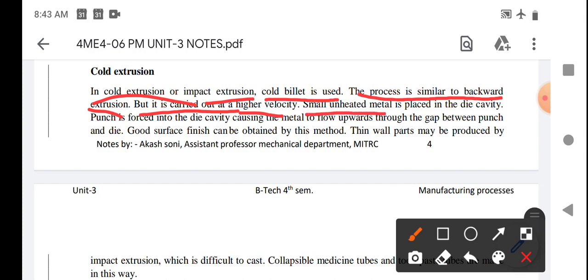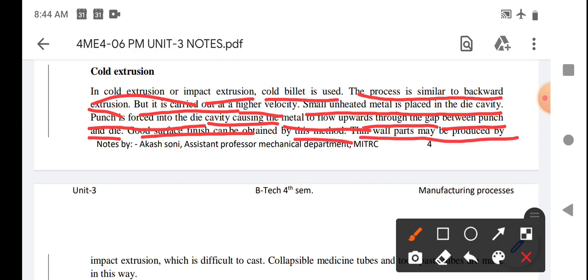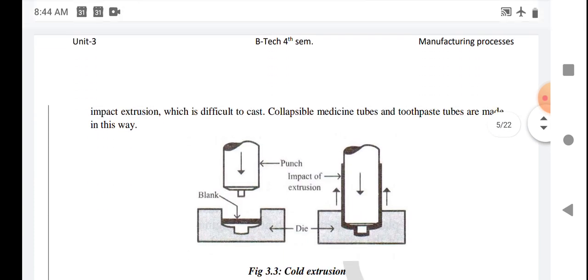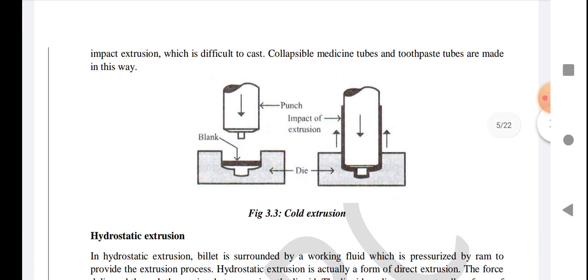A small unheated metal slug is placed in the die cavity. The punch is forced into the die cavity, causing the metal to flow upward through the gap around the punch. A good surface finish can be obtained by this method. Thin wall parts may be produced. Impact extrusion is used for parts which are difficult to cast; collapsible medicine tubes and toothpaste tubes are made by this process.